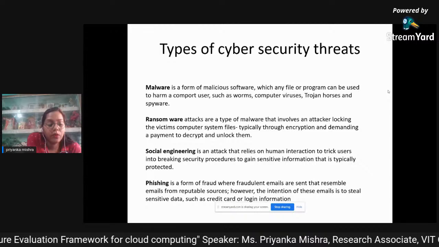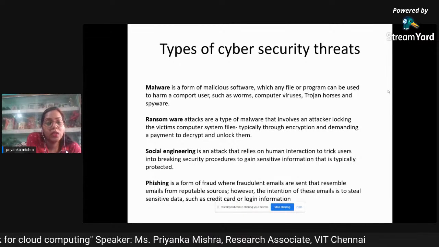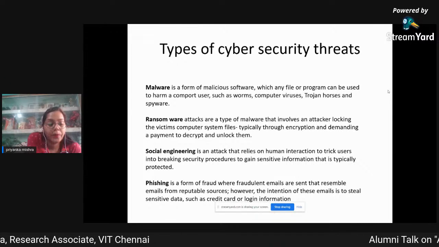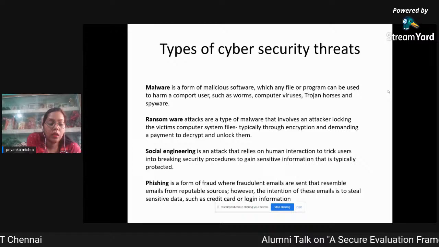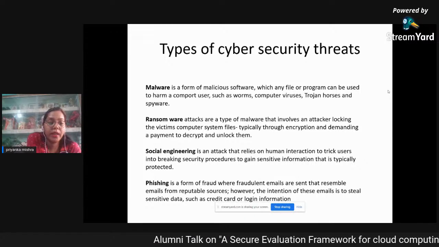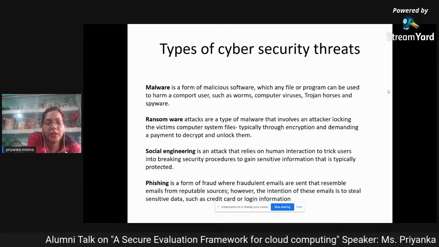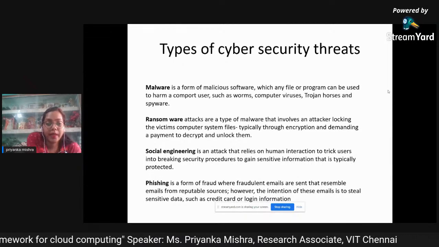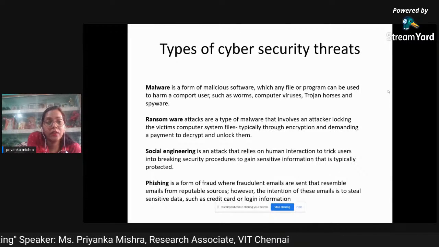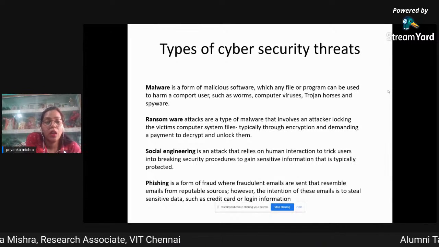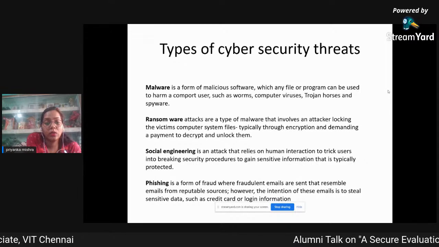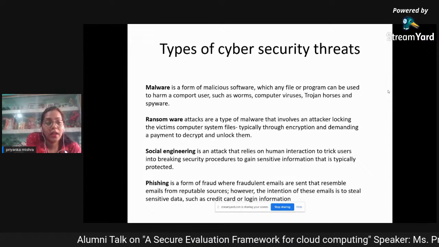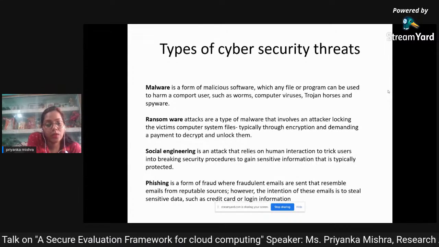So I have already mentioned social engineering. Social engineering is an attack that relies on human interaction to trick users into breaking security procedures to gain sensitive information that is typically protected, like our bank credit card and ATM card information. These are sensitive information that is typically protected, but unauthorized people mostly attack by breaking the security procedures.